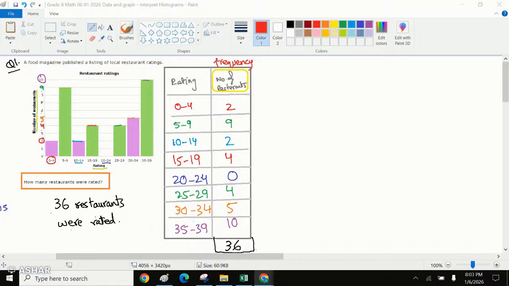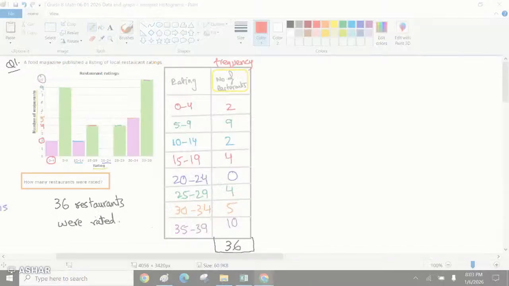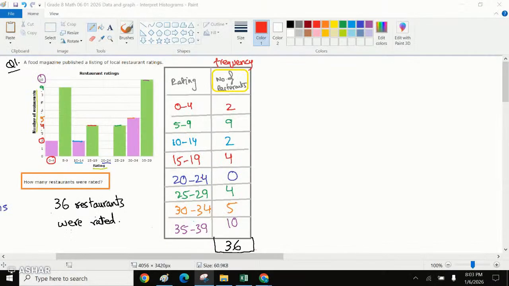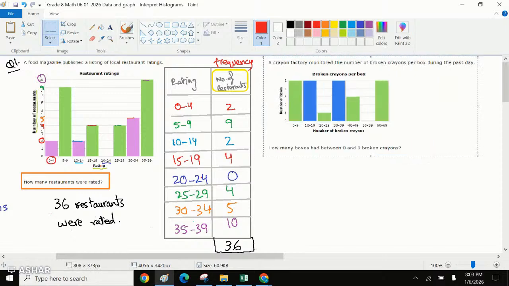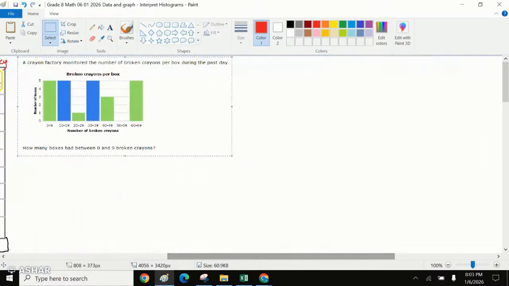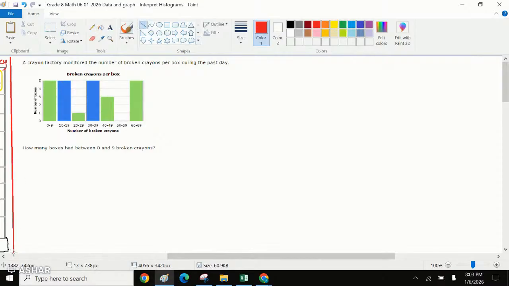Let's see the next question we have. The next question says a crayon factory is there. I'll just copy it on the screen. Okay, this is question number 2 we have. I'll make a separator in the middle so that we do not mix the questions. This is question number 2.